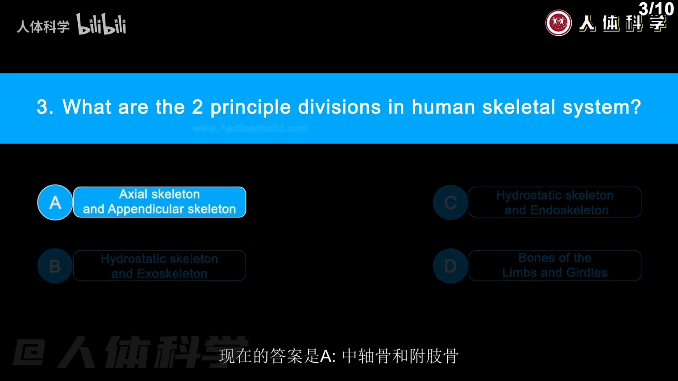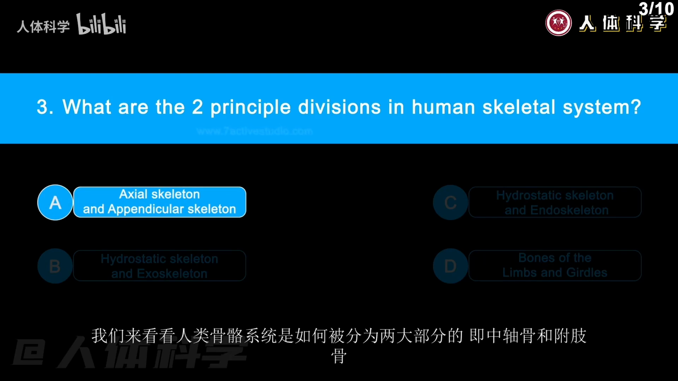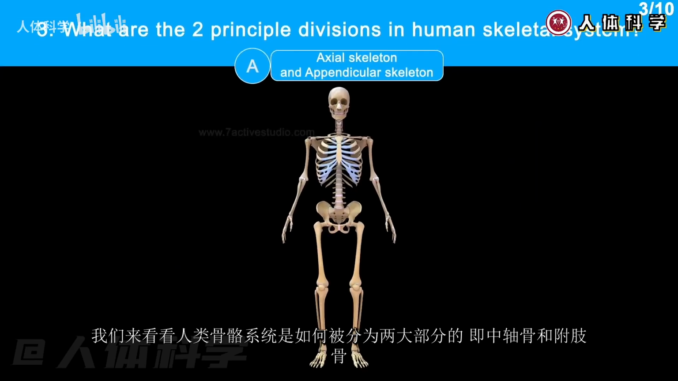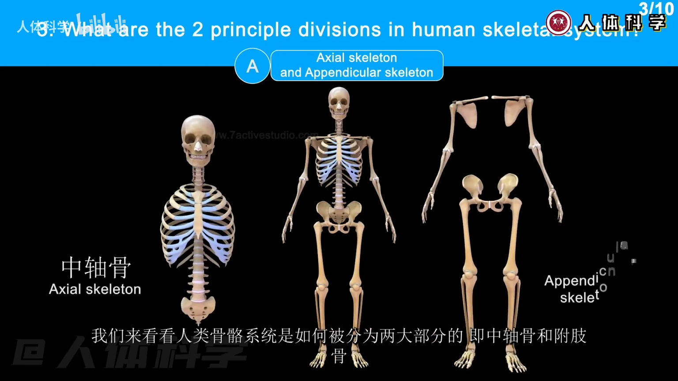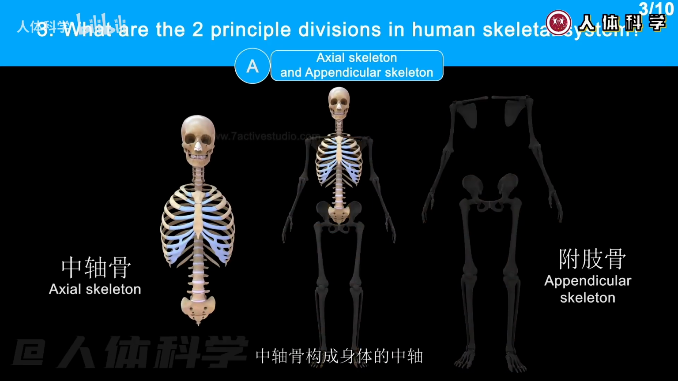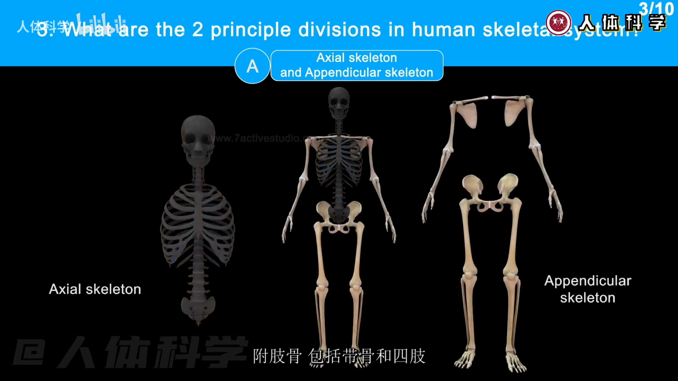And the correct answer is option A, axial skeleton and appendicular skeleton. Let's see how. The human skeletal system can be divided into two main parts, the axial and the appendicular skeletons. The axial skeleton forms the central axis of the body. The appendicular skeleton includes girdles and limbs.